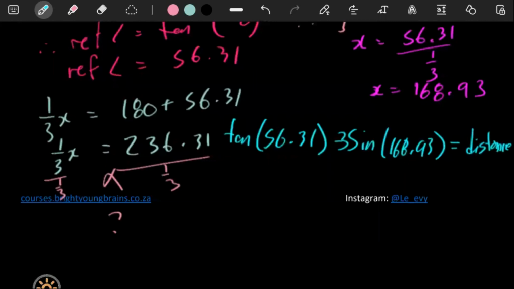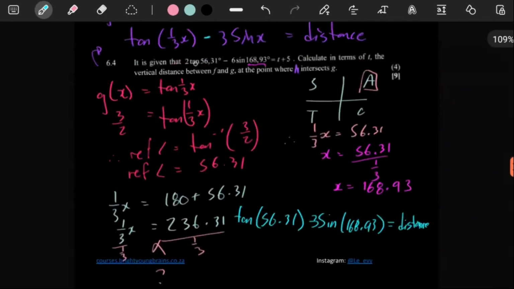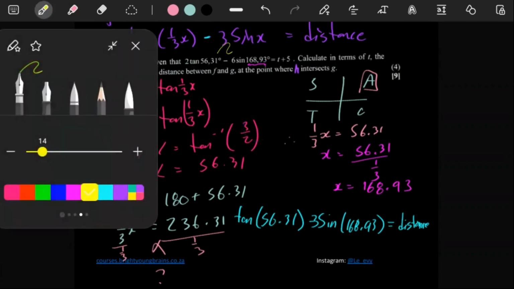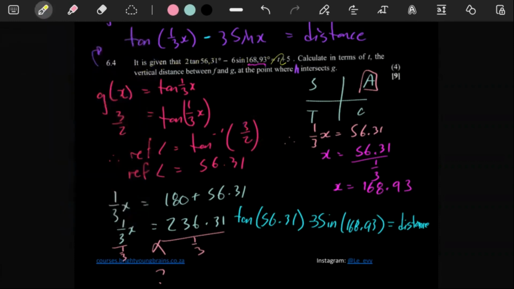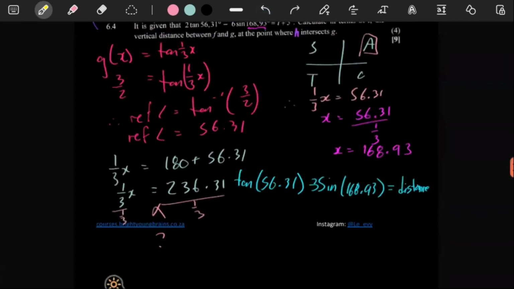So what we can already see is that if this is our distance, how are we being helped now? Well, from here to there, it looks like everything was multiplied by 2. So for us to get what we have in our sketch, because they say it is given that this is equal to this, calculate in terms of t the vertical distance. If this is our vertical distance and we need it in terms of t, we can see that everything here is just multiplied by 2. So this is going to be times 2.